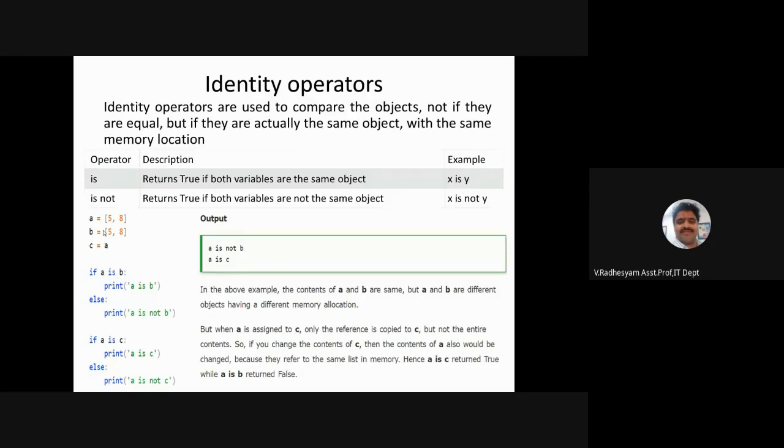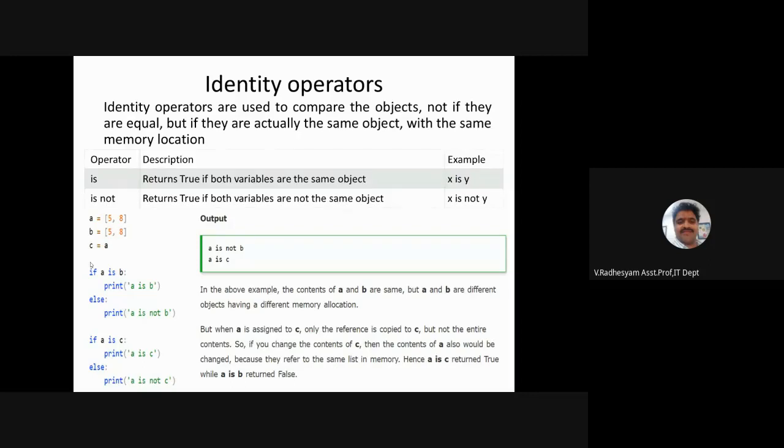But once A is assigned to C, that means C is equal to A, then these two memory locations become the same. And A and C are both the same object. Here it will not check the values, please understand. 58, 58, it will not compare these two values, it compares the objects. So that's why A is C will be printed. So is and is not, these two are operators in the case of Python programs.